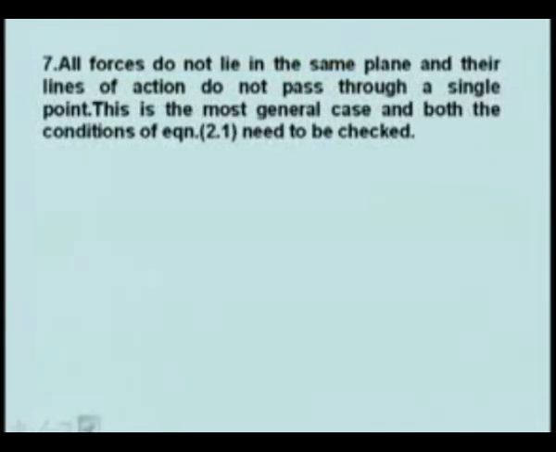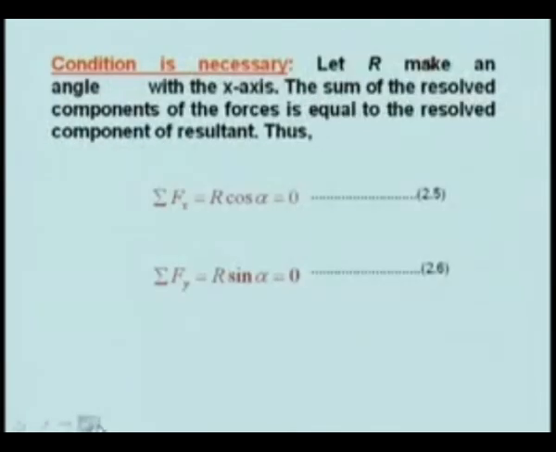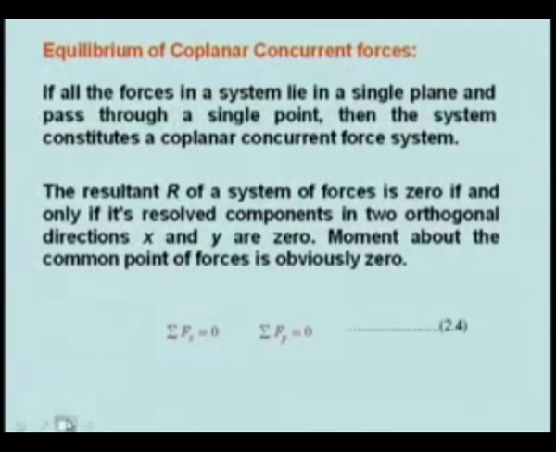Then the last case is that our forces do not lie in the same plane and their lines of action do not pass through a single point. They may not be parallel. This is the most general case, and both the conditions of equilibrium, equation 2.1, need to be checked. That means the resultant force must be 0 and its moment should also be 0.